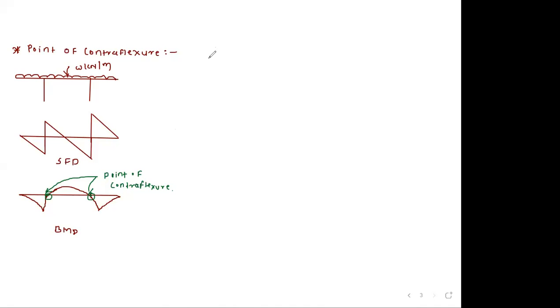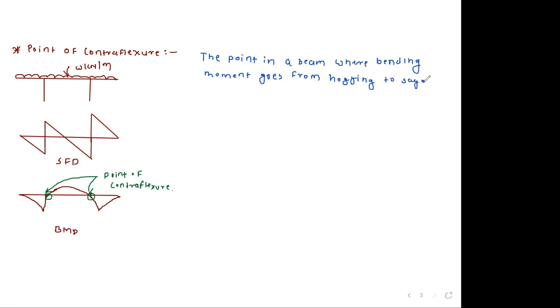Please write down the point in a beam where bending moment goes from hogging to sagging, or vice versa.